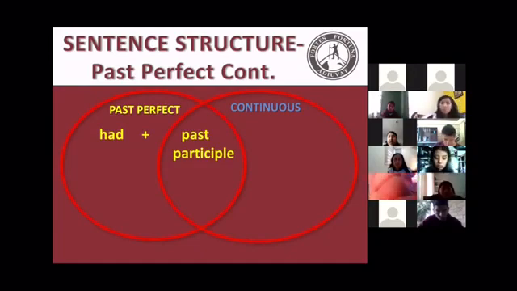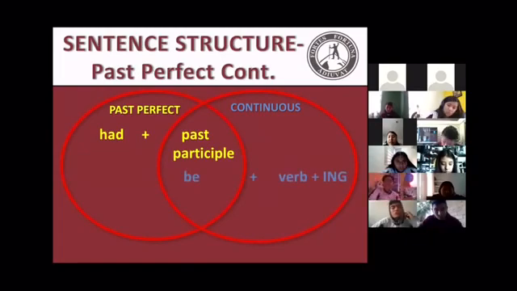Now, continuous sentences. Do you remember what they have in their structure? All of the continuouses. So present continuous we've looked at. We've looked at past continuous, and we're going to look at past perfect continuous. So we use the verb to be plus the main verb in ing. For example, I am walking is a present continuous. I was walking is past continuous.